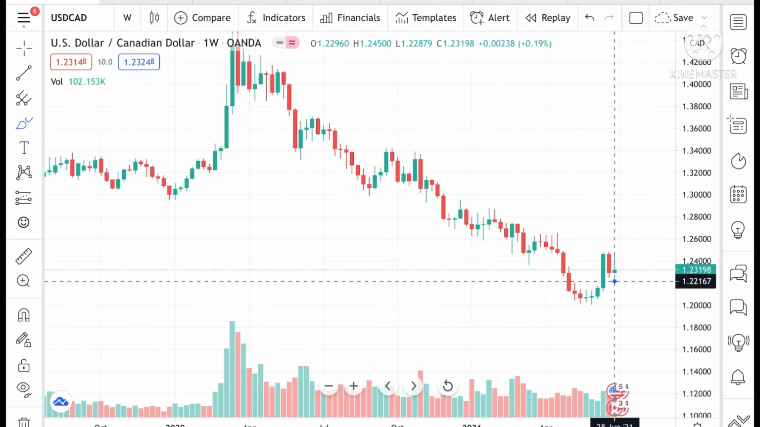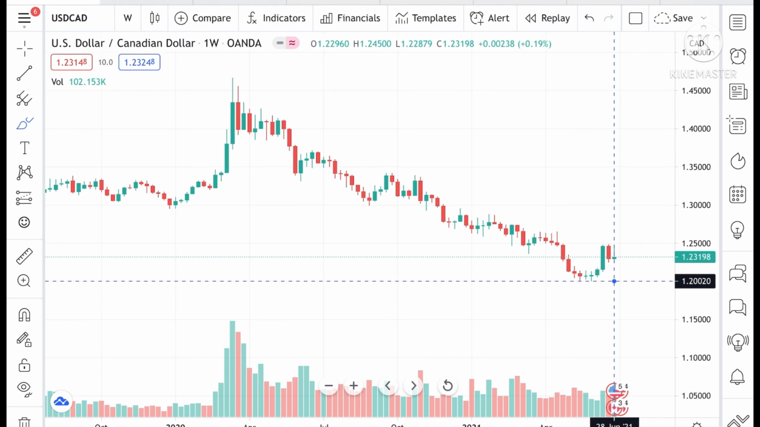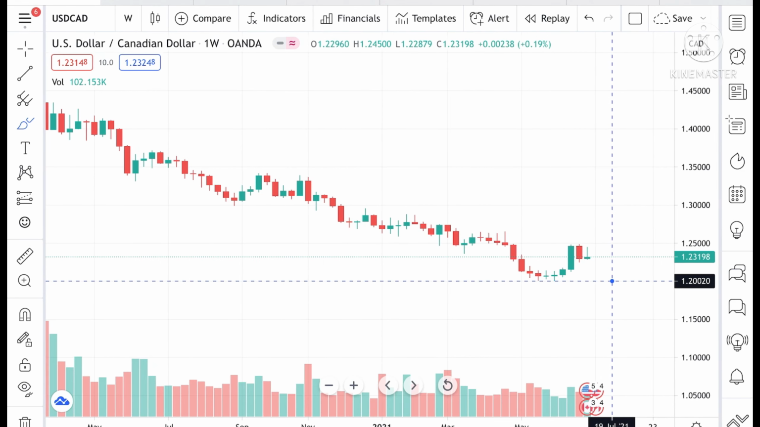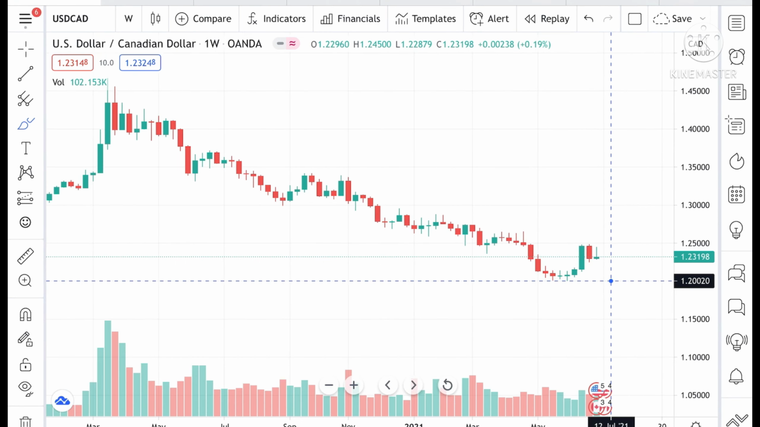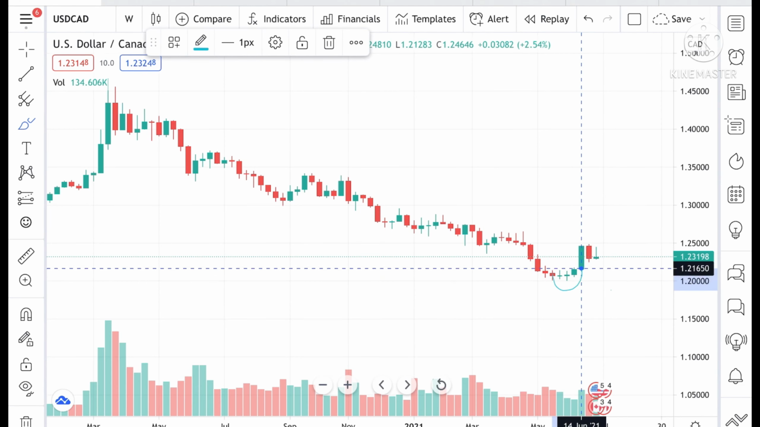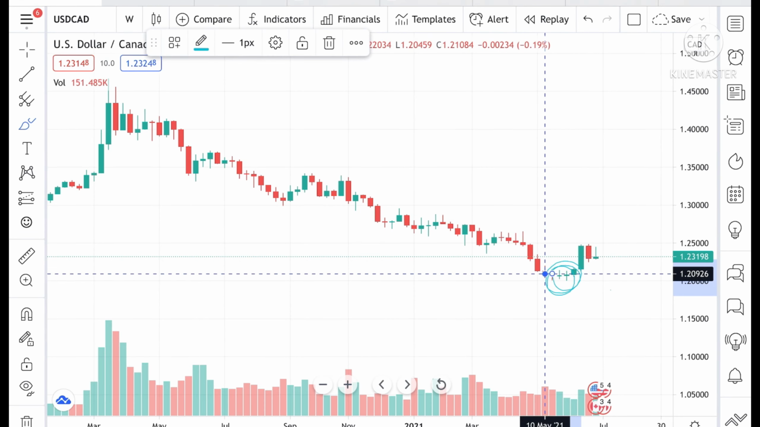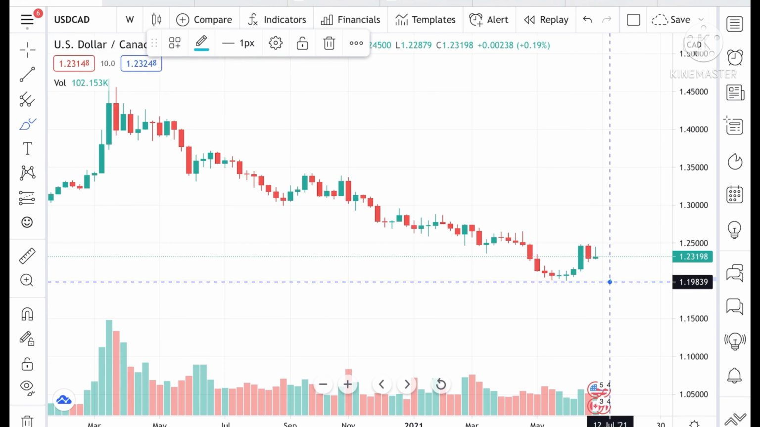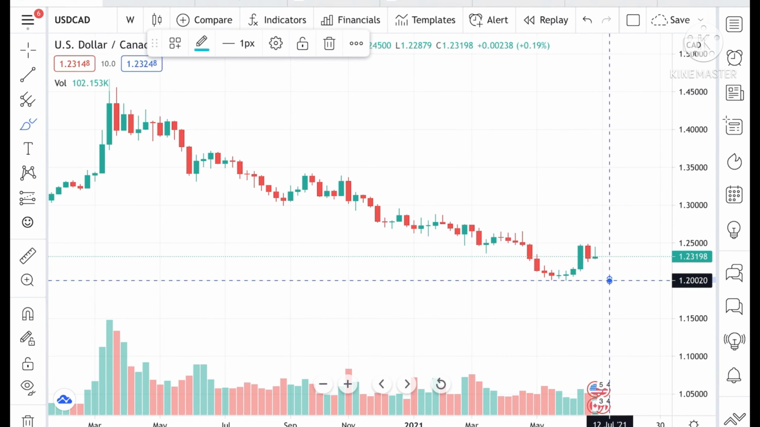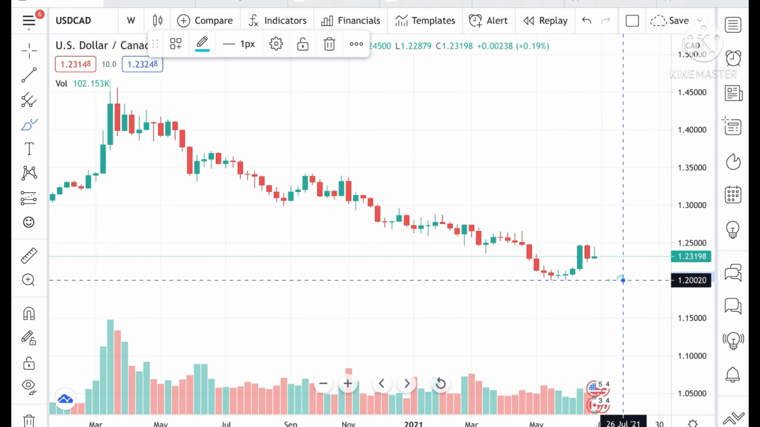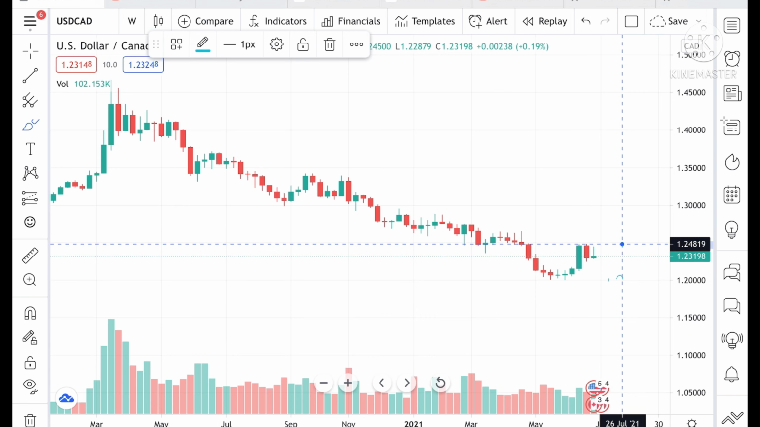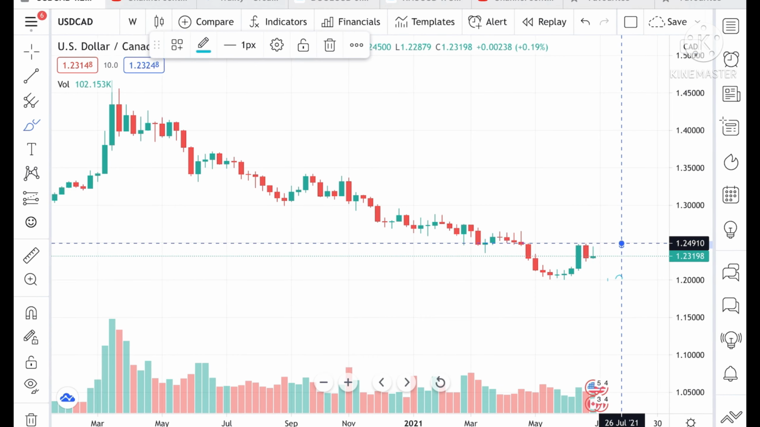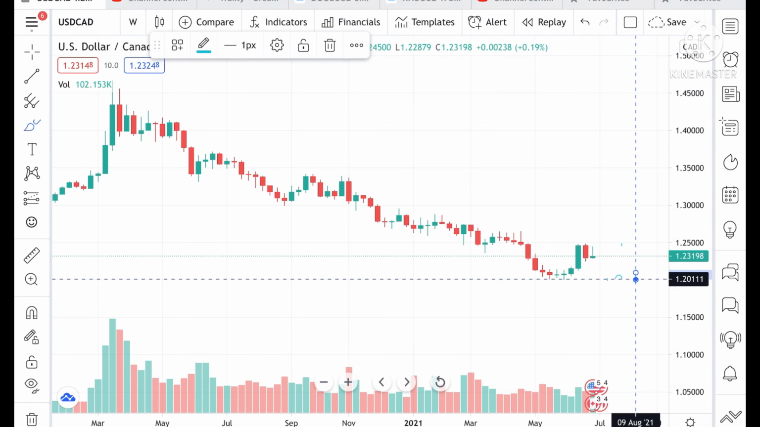USD CAD was continuously in the downtrend, and after hitting the support at this level, okay, and the level I will tell you, it is 1.20020. This is the strong support that has helped move the USD CAD to around 1.24910. Okay, and now what we have seen is that after that it made a red candle, and from there we have seen a new green candle.